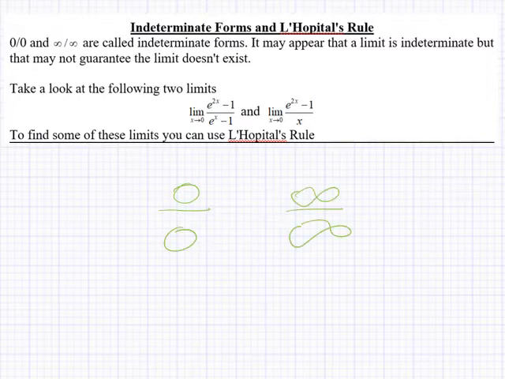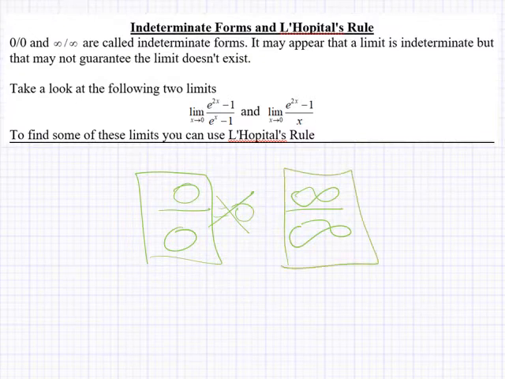Some people might say this first one is equal to 0, but it's not. Or maybe it's equal to 1, but it's not. This is indeterminate. This could equal anything. It still needs to be determined. And so is infinity over infinity.